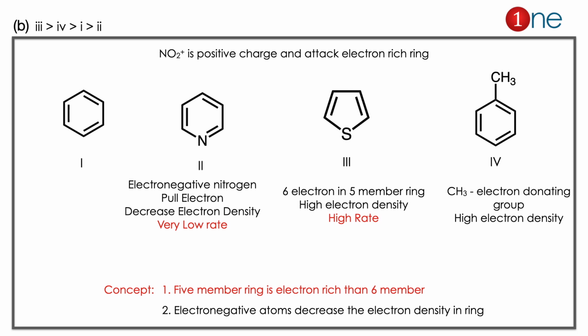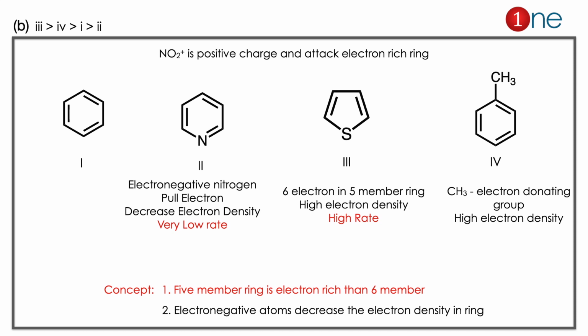Then the toluene will come. The toluene has a CH3 group. CH3 donates electrons and makes the ring electron richer. Then you have to see between 1 and 2. 1 and 2 only differ in the heteroatom nitrogen. The nitrogen is very electronegative. It will pull the electrons and decrease the electron density, so it has a very low rate. So it will come last, and then benzene. If you look at the order, the third one comes first, then the fourth, then the first, and the least will be the second one. So the answer is clearly B.